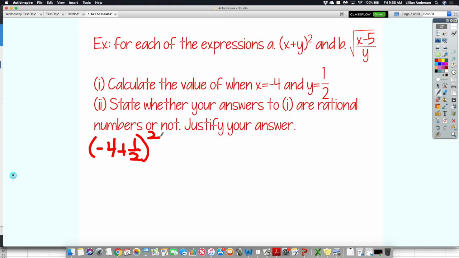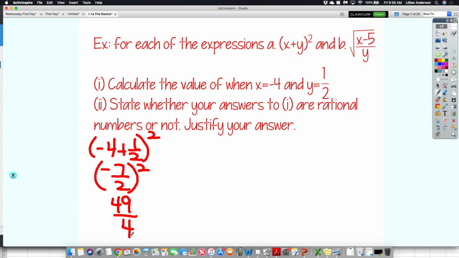-7 over 2. This definitely would be a lot easier to square than -3.5. So what is that when you square it? 49 over 4. And there's nothing wrong with leaving an answer as a fraction, because if anything, this is the more exact answer than trying to round the decimal, or even figuring out what the decimal is, especially since there's no calculator. Is that rational? Yes, it is.